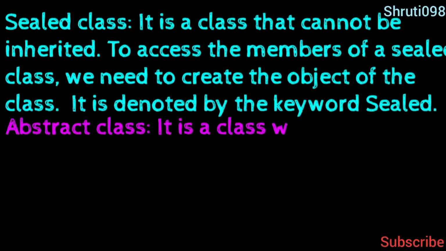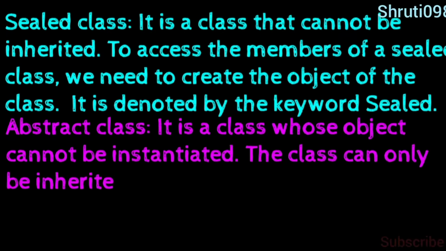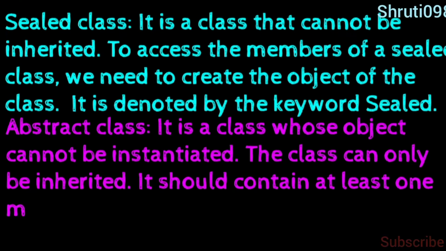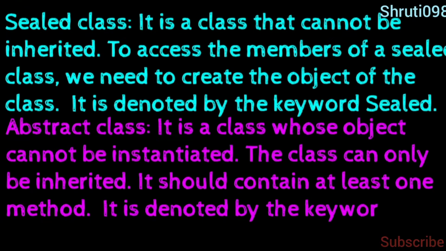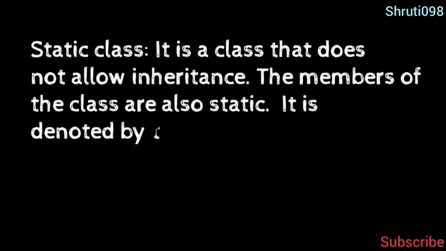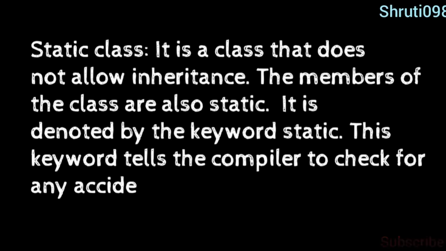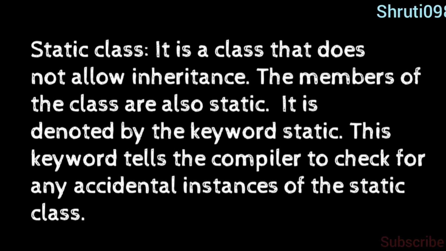Abstract class: it is a class whose object cannot be instantiated. The class can only be inherited. It should contain at least one method. It is denoted by the keyword abstract. Static class: it is a class that does not allow inheritance. The members of the class are also static. It is denoted by the keyword static. This keyword tells the compiler to check for any accidental instances of the static class.